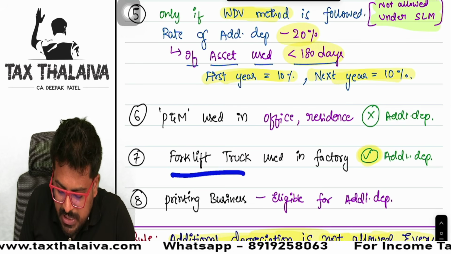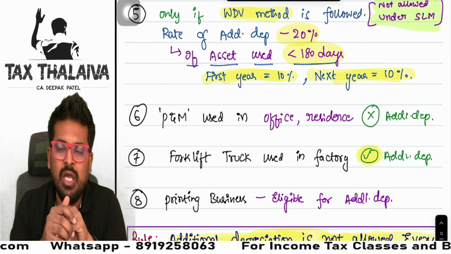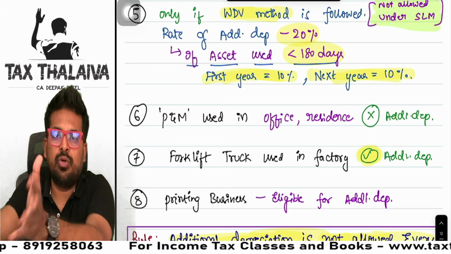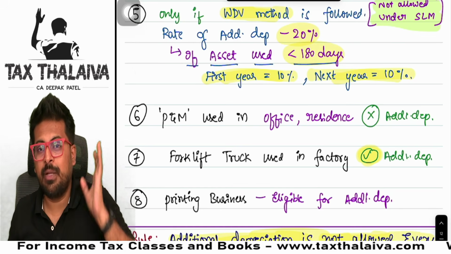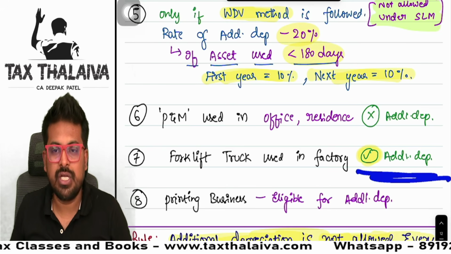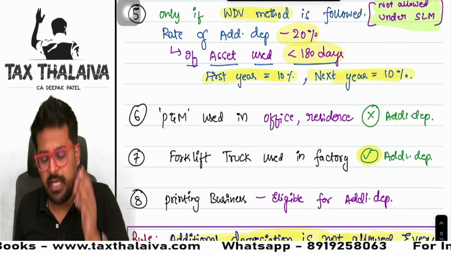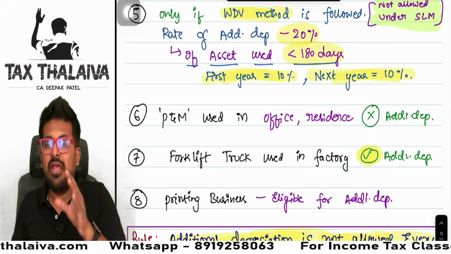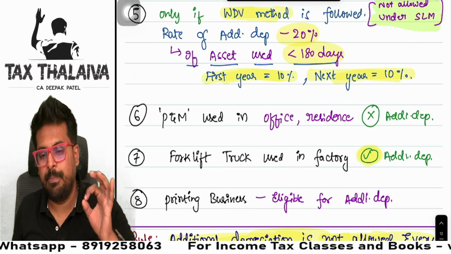But there is an asset called a forklift truck. You know, in big factories, you will see one mini truck which will lift all the raw materials and take it to the manufacturing machine. That forklift truck is eligible for additional depreciation because that truck you are using for manufacturing purpose only. So additional depreciation you can claim. Mind you, printing business is specifically mentioned as a manufacturing business only, and that is why in printing business, even if you buy any machinery, that is also eligible for additional depreciation, guys.